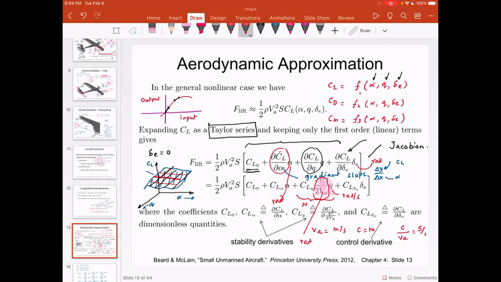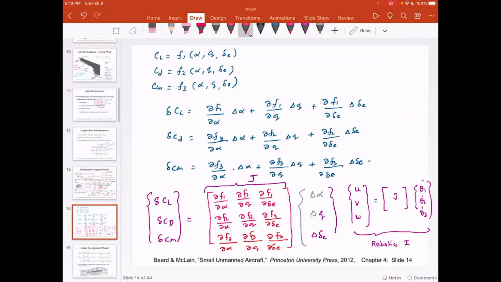And last, I briefly mentioned, and this is something that we'll talk about when we look at the stability derivatives, this is nothing but similar to the Jacobian that we studied in robotics 1. Because please understand, just like Jacobian, I'm trying to find out the variation of coefficient of lift with respect to alpha, keeping all other parameters constant. Same thing with coefficient of drag, same with coefficient of moments.